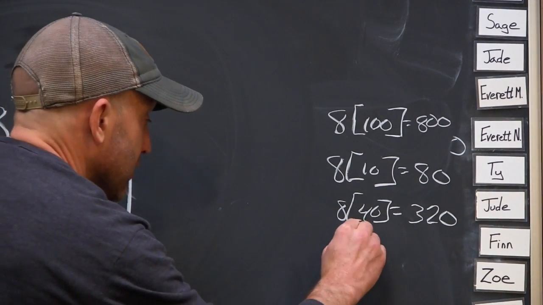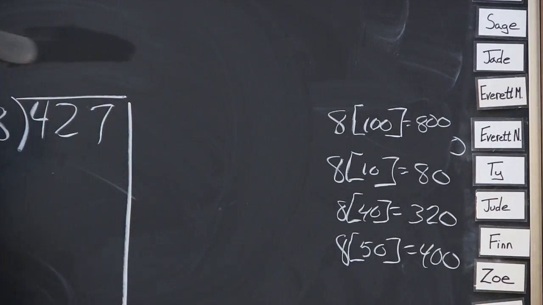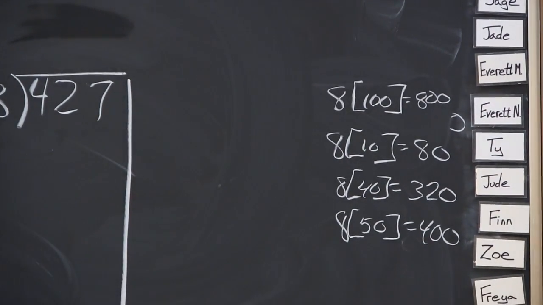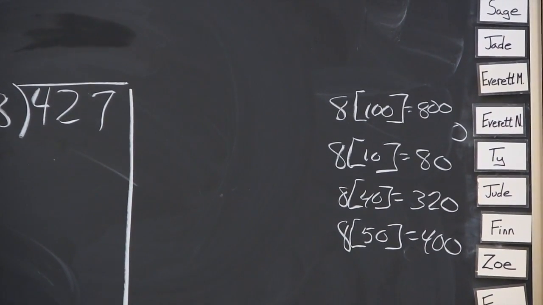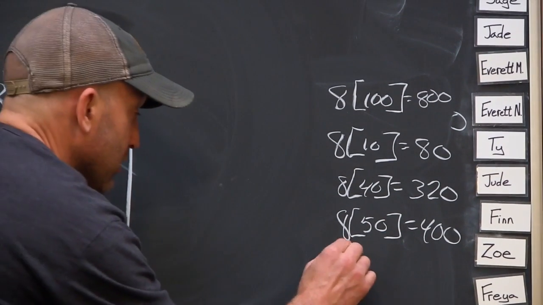So now I'm going to do 8 times 50. That gives me 400. And I'm pretty close to 427. I don't think I can go over more, but I'd like to go one more just in case. Okay, so we'll double check.